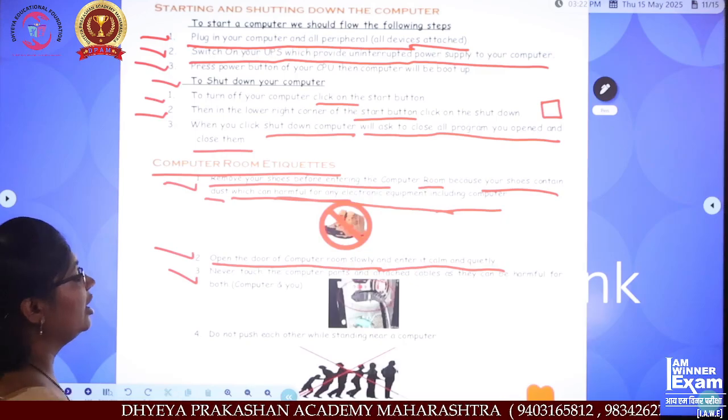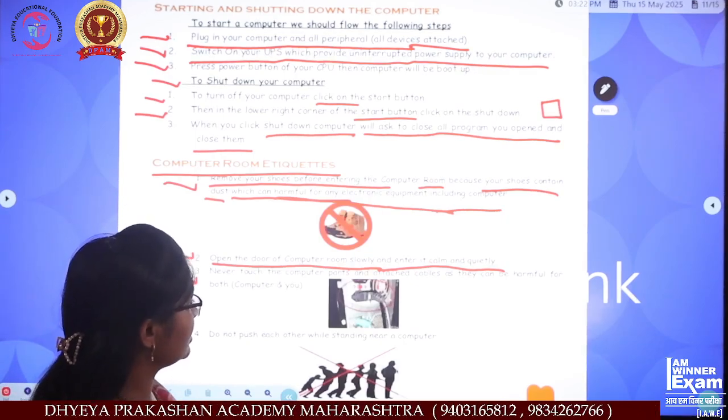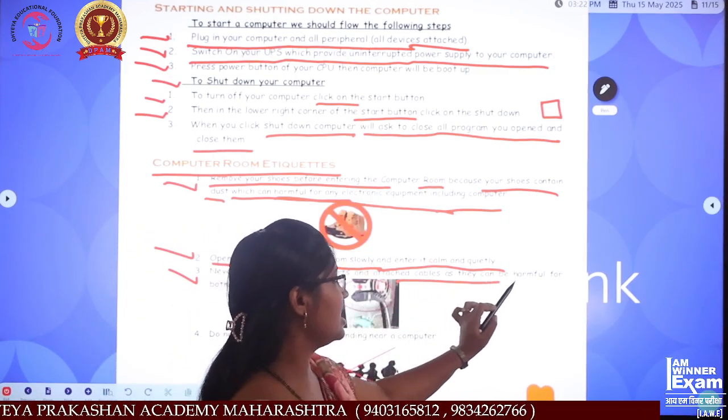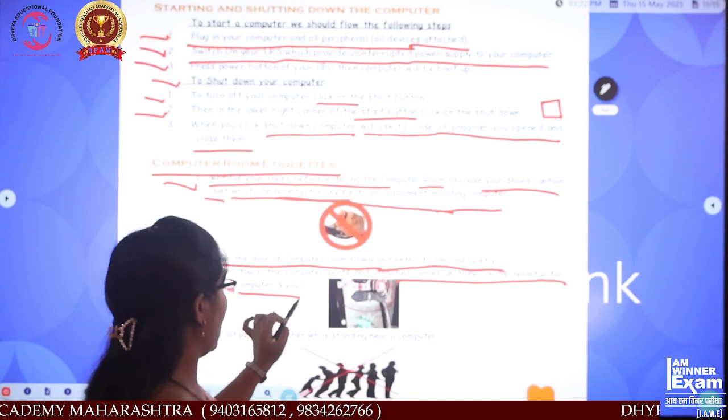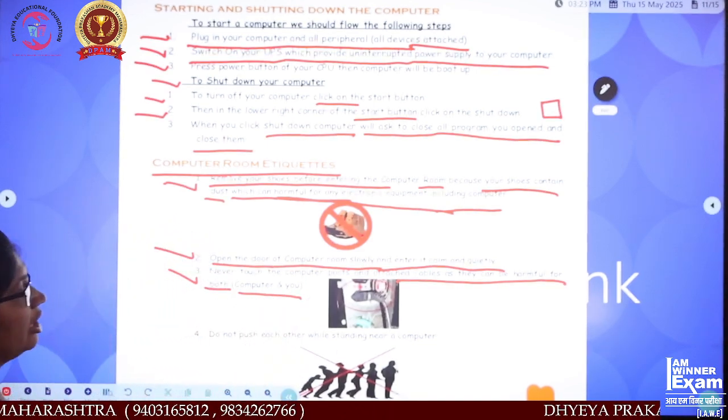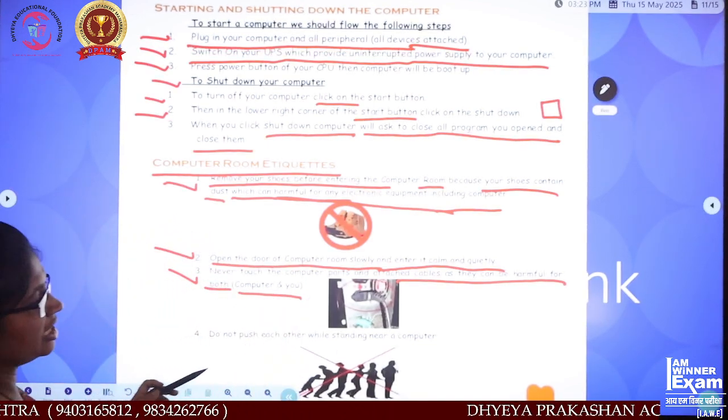Next, third one is never touch the computer parts and attach cables as they can be harmful for both computer and you. Never touch the computer parts and attach cables.